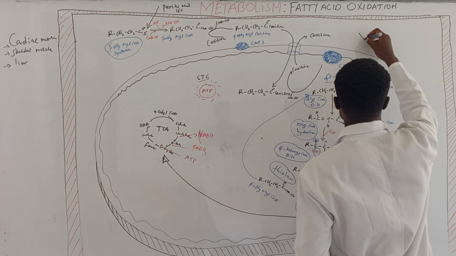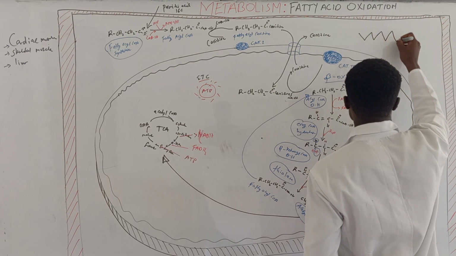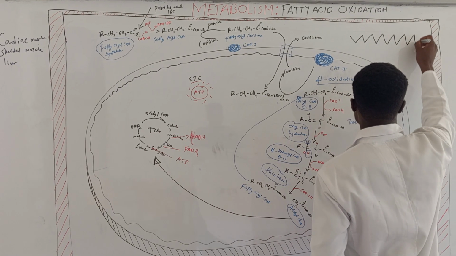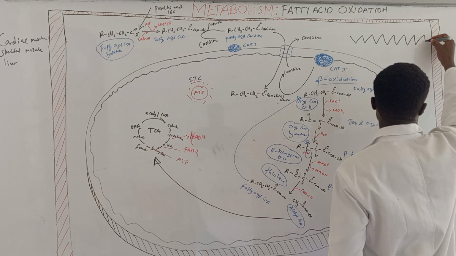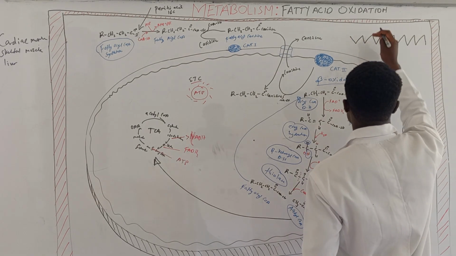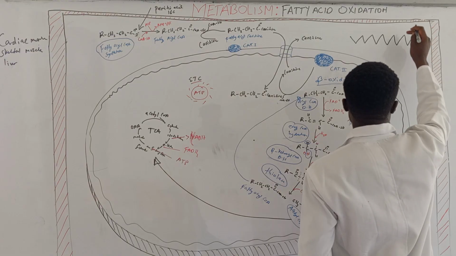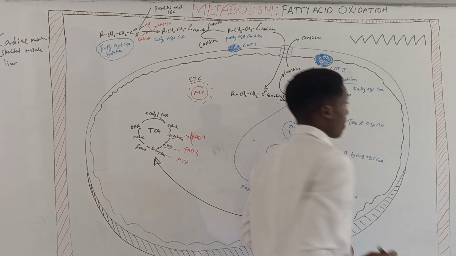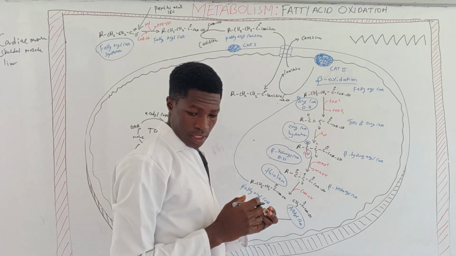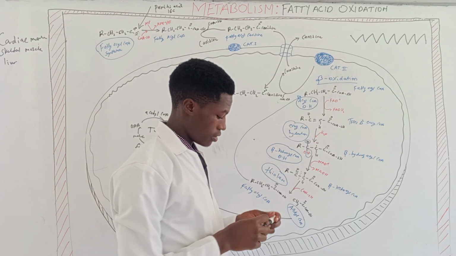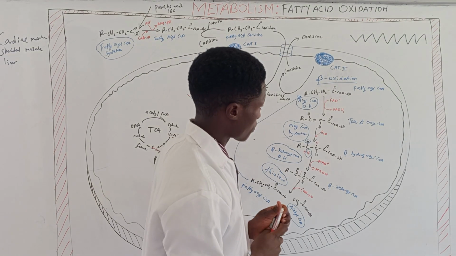So 1, 2, 3, 4, 5, 6, 7, 8, 9, 10, 11, 12, 13, 14, 15, 16. That is a 16 carbon molecule. Now guys, what's going to happen?